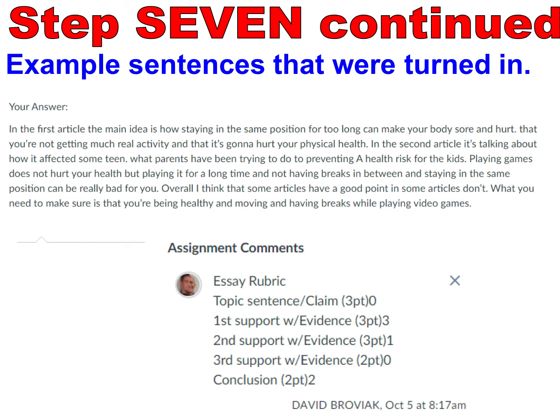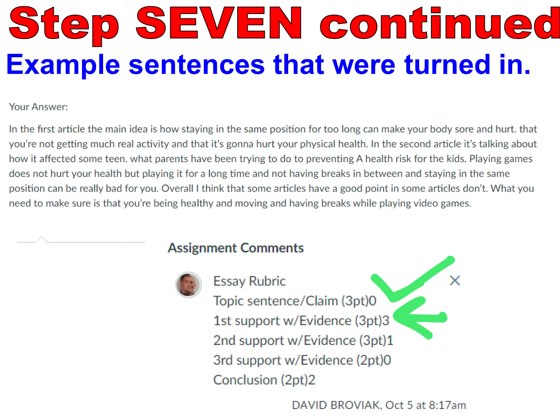Let's take a look at the third one. For this one, it says, in the first article, the main idea is how staying in the same position for too long can make your body sore and hurt. There's no topic sentence at all. You never once tell me whether you agree or disagree or how it's going to impact us. So you jumped straight in to this one, so you got a 0 on your topic sentence. That you're not getting much real activity, and that is going to hurt your physical health.